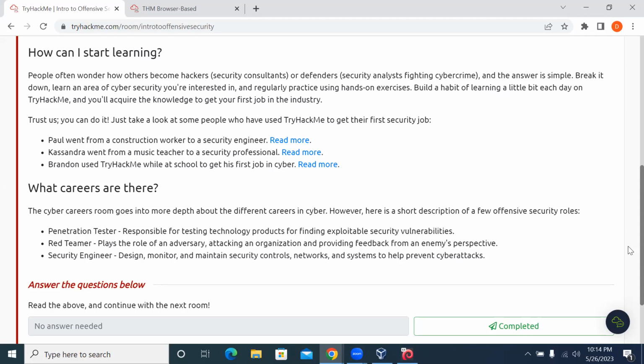And you acquire the knowledge, just like I have told us. So trust us, you can do it. Just take a look at some of the people who have used TryHackMe to get their first security job, right? So these are people that have used it. So these are their testimonies. You can go ahead and read them.